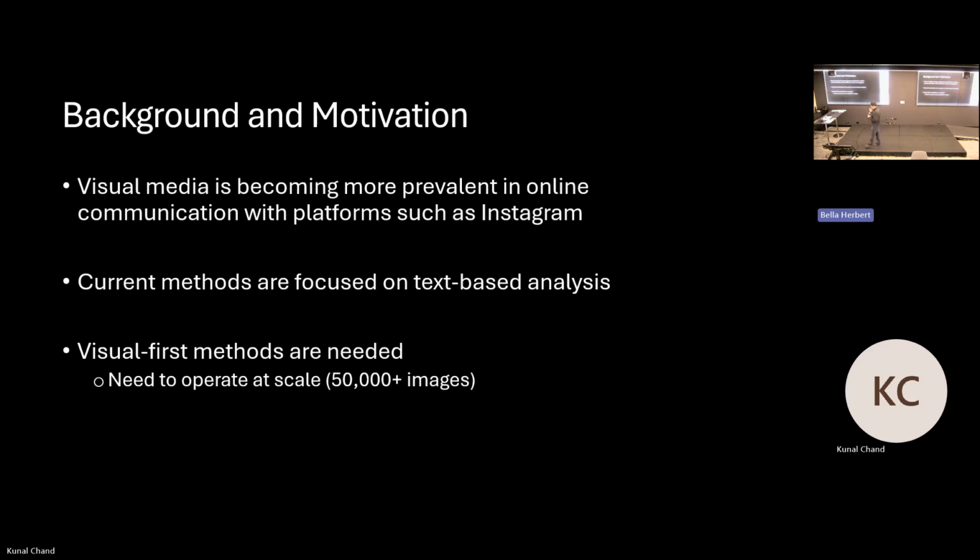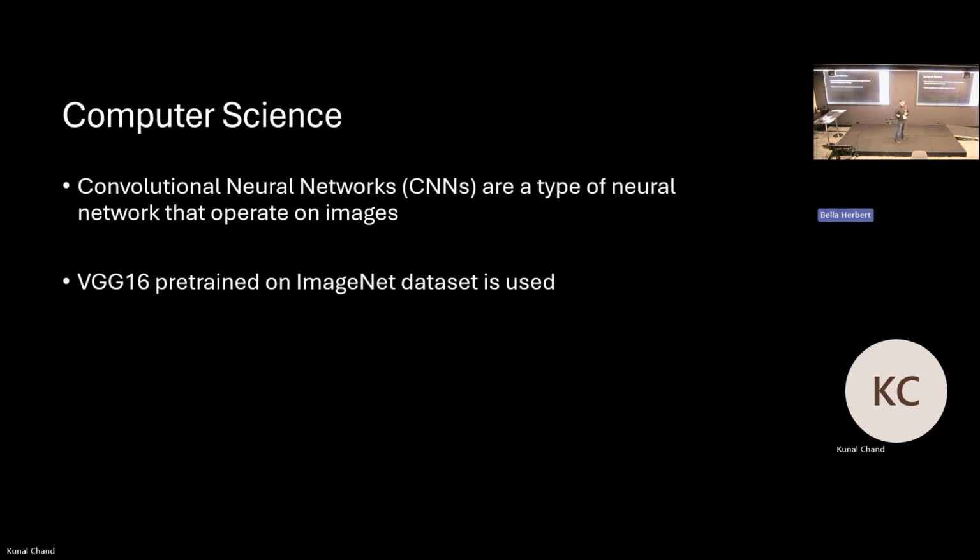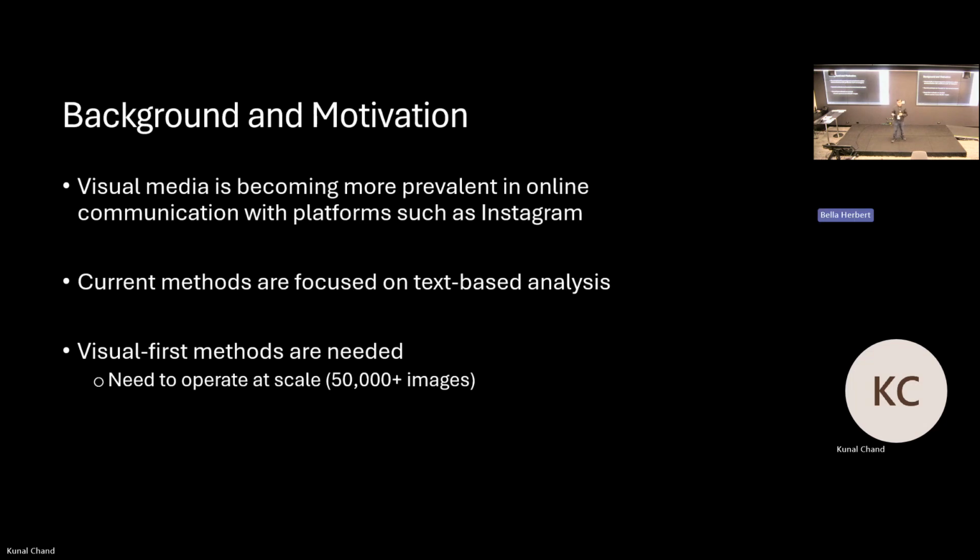Okay, so with the prevalence of visual media in mind and the lack of visual methods in mind, we need such methods. And these methods need to operate at scale. So we're not just talking 10, 20, or how many did we give them? 200? Yeah, something around 200 images. We're talking about Instagram scales. We're talking about 50,000 images, 100,000 images, millions of images. These are the levels Instagram communities operate at.